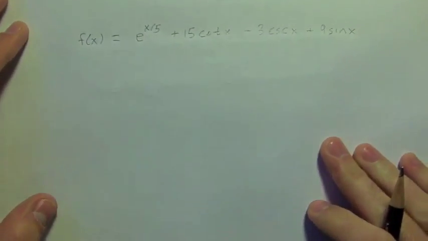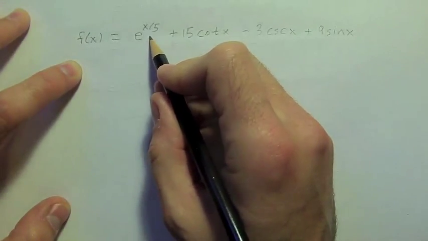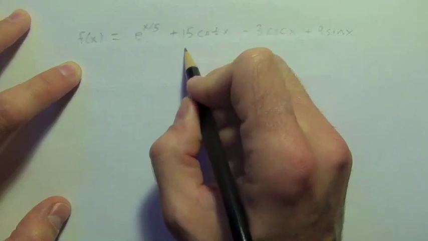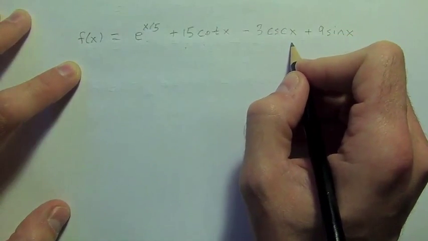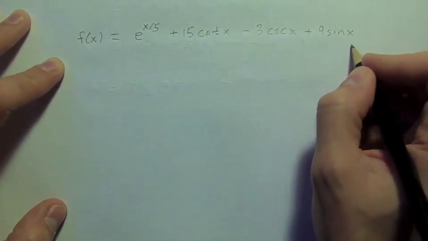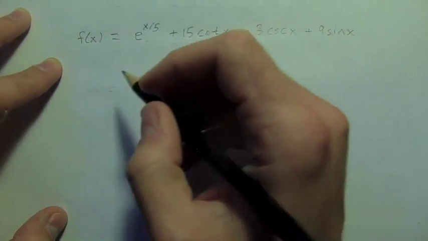Okay, how about this function? Say I have f of x equals e to the x over 5 plus cotangent x minus 3 cosecant x plus 9 sine of x. I kind of ended with the easiest one there.